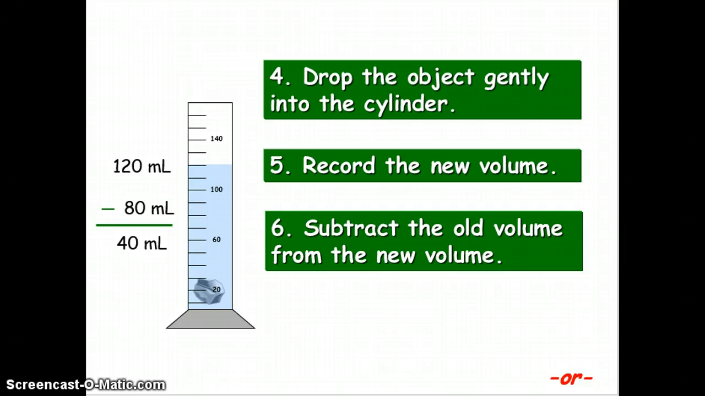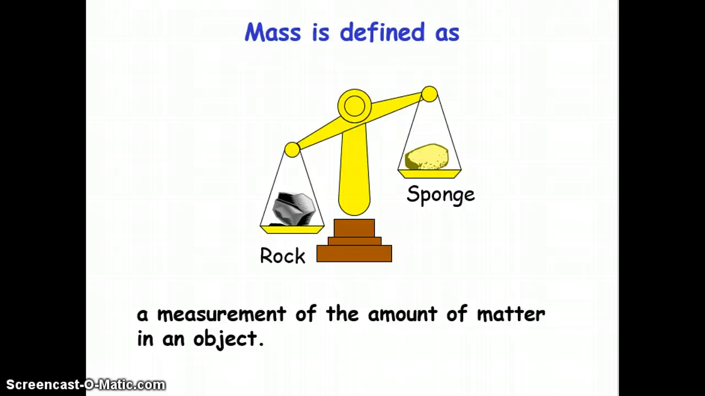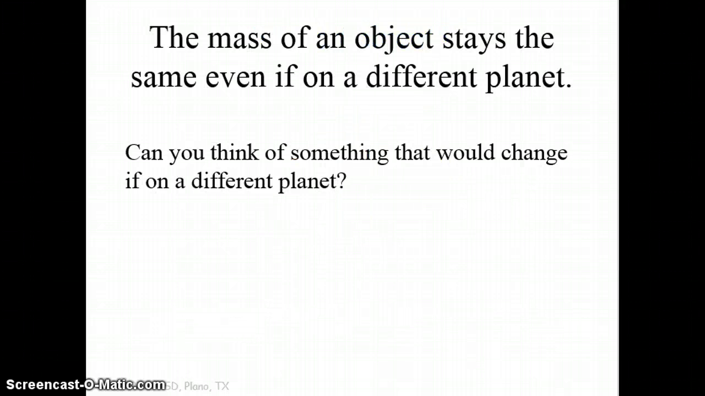We now know how to determine the volume of both regular shaped and irregular shaped objects. In order to determine density, we need to know mass and volume. So next, we will be learning how to determine the mass of an object. Mass is defined as a measurement of the amount of matter in an object. The mass of an object stays the same even if on a different planet. That's because the object will still be made up of the same amount of matter.